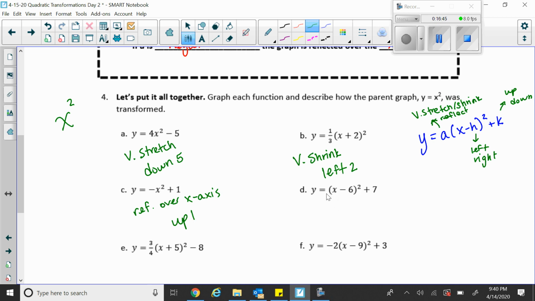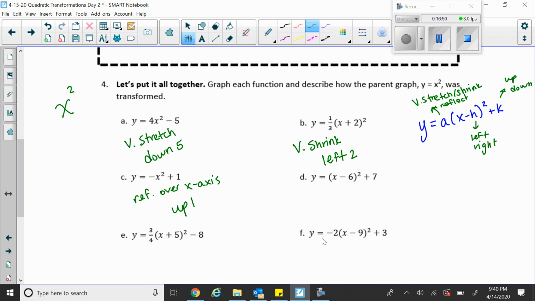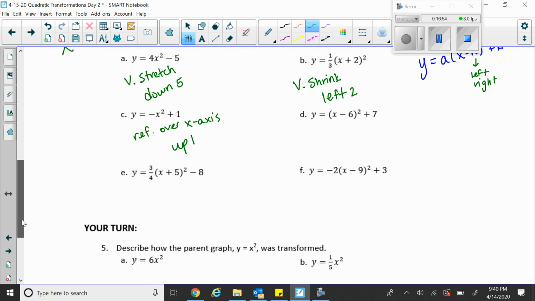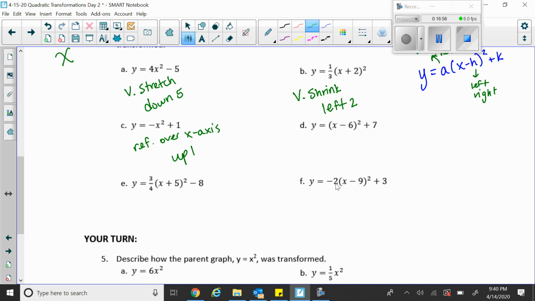Okay, we're going to skip a couple of these. Let's just go on to F, and then we'll be done. Okay. So F, let's look at it. F's got a lot going on. So the first thing I notice is this -2 on the outside. This -2 is being multiplied.